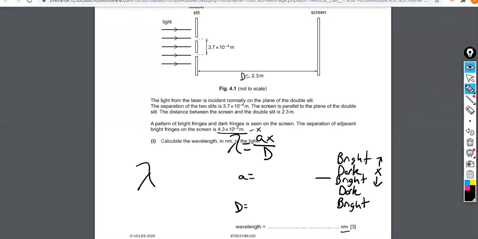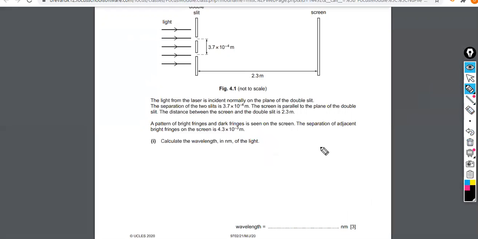So it is very straightforward if you understand the physics and you remember your equations, lambda equals AX over D. How do we solve for lambda? Let's plug in everything. So A, remember, is this distance between the slits, and so it's 3.7 by 10 to the negative 4 meters. X is the distance between the bright spots, which they tell us is 4.3 by 10 to the negative 3 meters.